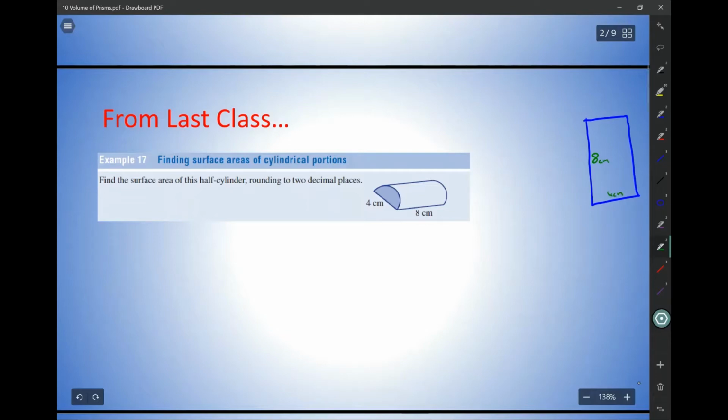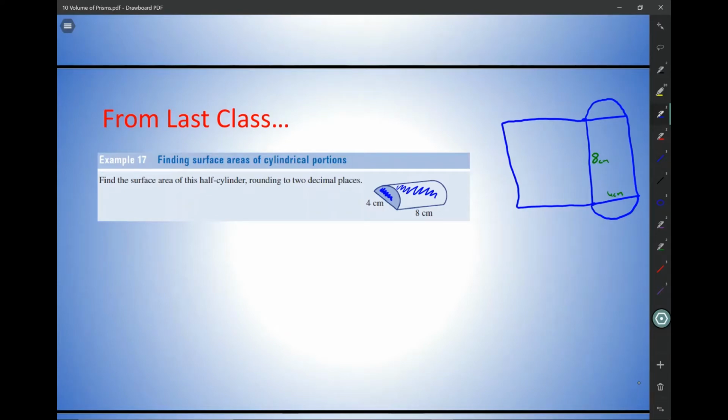So there's going to be a rectangle, and that is representing the bottom of the shape, looking at it from underneath. And then now there are the ends of the shape, the semicircles that make up both ends. And the last thing we need to account for is the curved surface on top, which is going to just be a long rectangle.